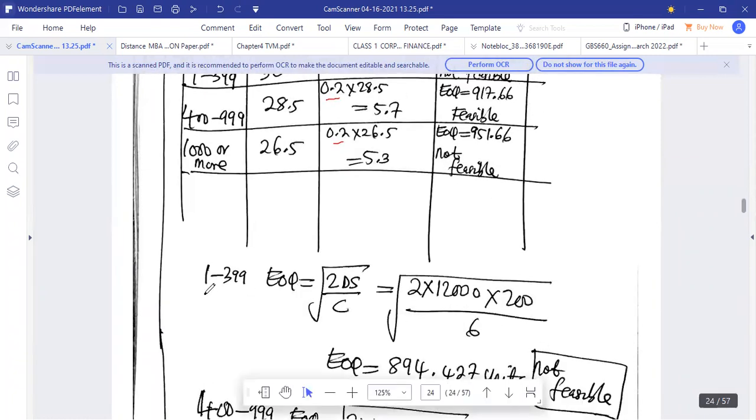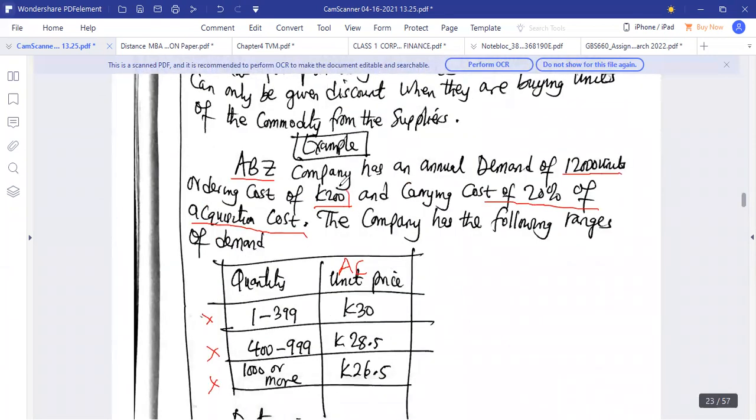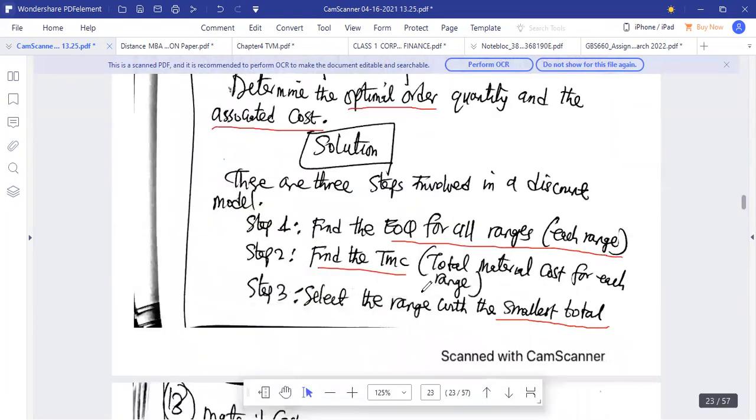So for the range from 1 to 399, EOQ is the square root of 2DS over C. We are still using this formula because we are still ordering. So it is 2 multiplied by D, which is 12,000, by S, which is the ordering cost per order, which is 200. The 200 has been given in the question here, and our annual demand is given here. What is different are the current costs.